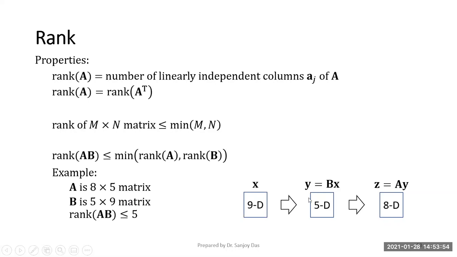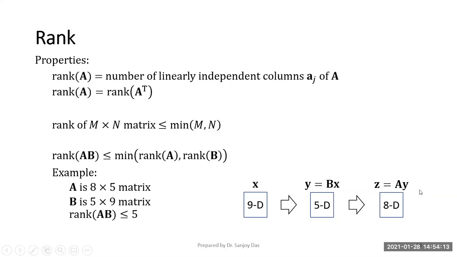So Y will give you a 5-dimensional vector, right? So Y is in a 5-dimensional space. So from 9 dimensions, we project these two 9-dimensional points to 5-dimensional. And then what we do is Z equals AY.